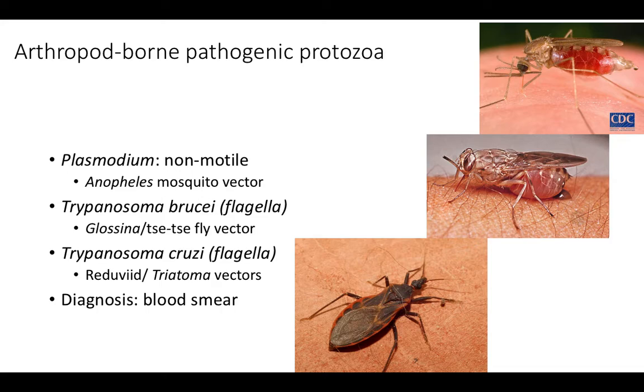Our arthropod-borne pathogenic protozoa. So here we'll do Plasmodium; the female Anopheles mosquito is the vector. Trypanosoma brucei causes African trypanosomiasis, or sleeping sickness. Glossina, or the tsetse fly, is the vector. Trypanosoma cruzi causes American trypanosomiasis, or Chagas disease. The reduviid insects, for example Triatoma, are the vectors. So we're going to be looking at blood smears for these.